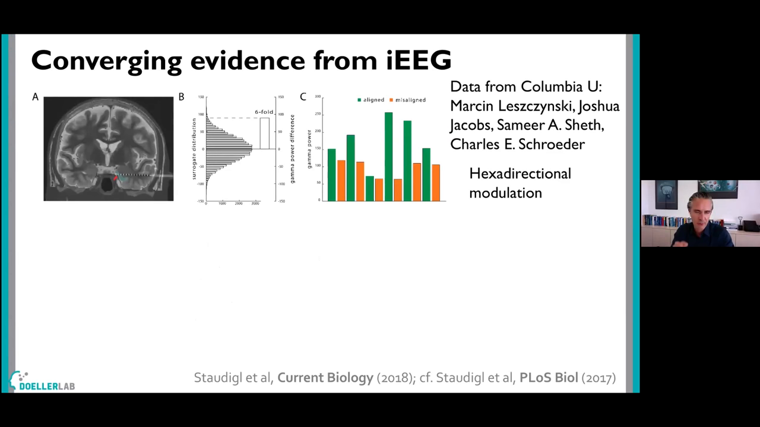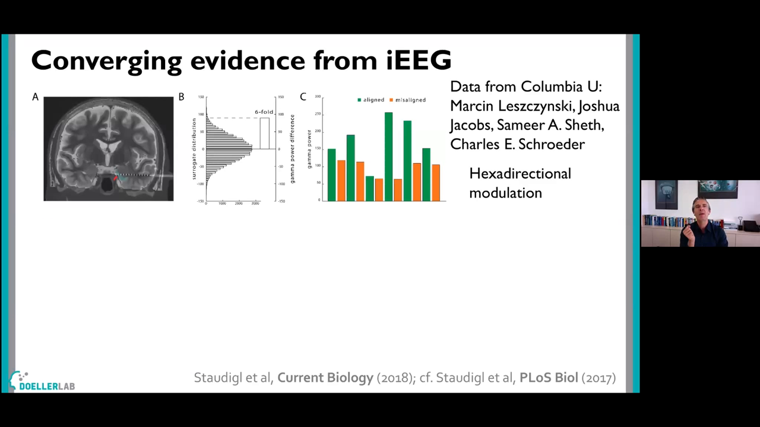So what Tobias did is he also got data from Charlie Schroeder's and Josh Jacobs' lab at Columbia University in New York, who have access to patients who are implanted due to clinical reasons with tetrodes and electrodes. We were fortunate and got data from entorhinal recordings, which is not very often done. At the same time, the eye movements of those patients were recorded. So we could do the very same analysis with the gamma signal coming from entorhinal cortex in these patients.